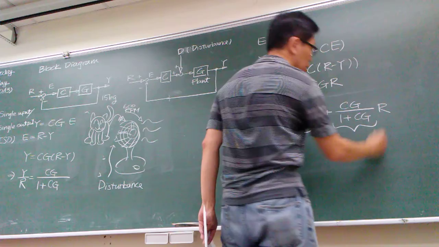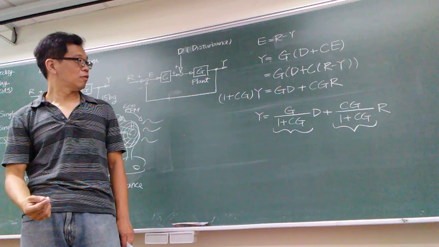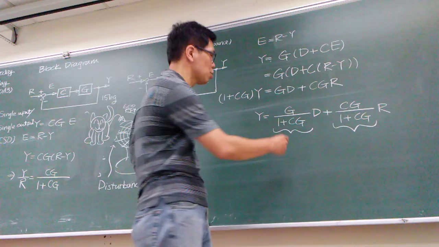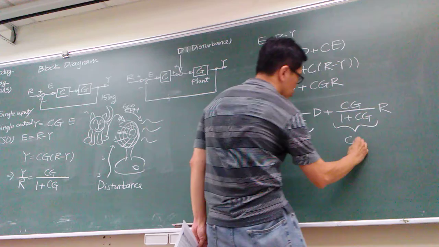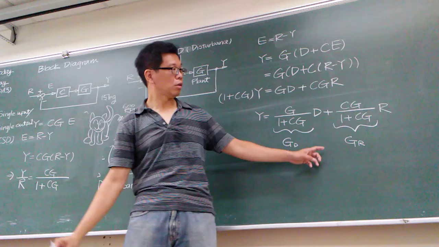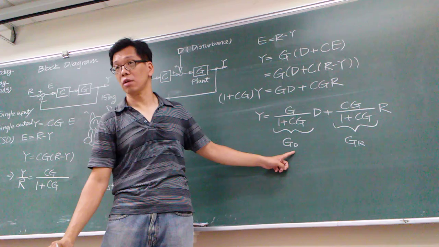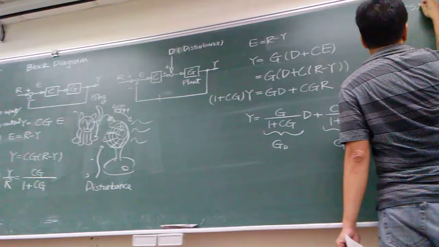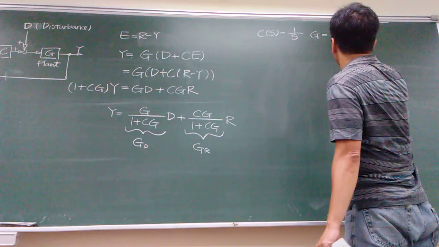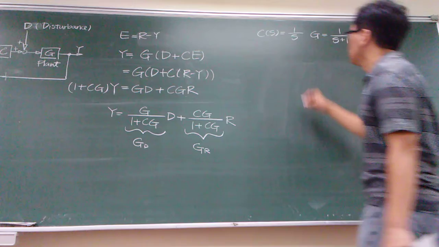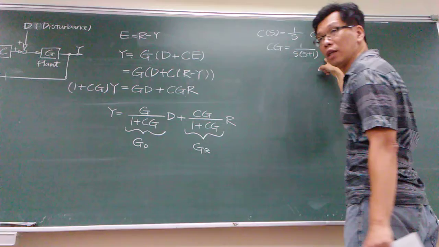Now, I got input over here, I got input over here, and this one over here we can call G closed loop, corresponding to my desired input. This is the transfer function corresponding to my disturbance. So let me put it in this way. If my C of S is, let's say, this one over S, and G is this one, so my CG is straightforward, right?